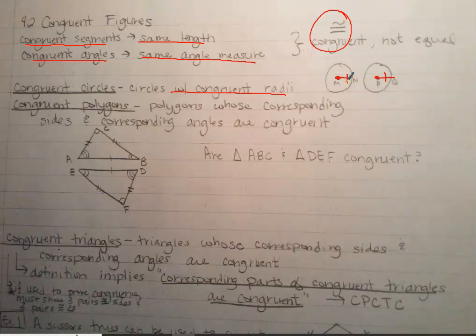Congruent polygons are polygons whose corresponding sides and corresponding angles are congruent. So that's all, again, all marked. You can see side AB corresponds with side DE. And then we have DF corresponds with AC. And the angles are marked. Angle F corresponds to angle C. And remember, the naming is important.